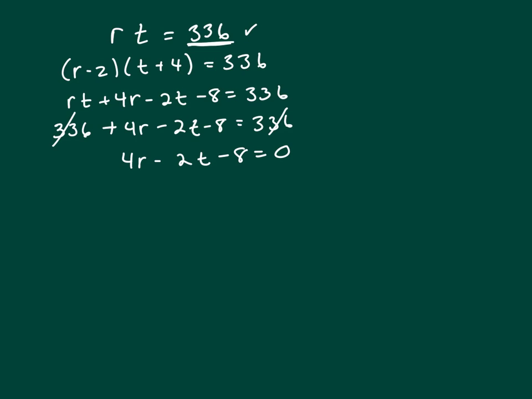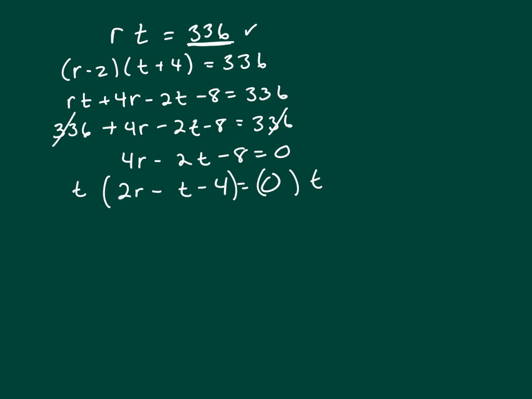Now I'm going to divide everything by 2 to make my numbers smaller. It's 2R minus T minus 4 equals 0. We still have a problem because we have 2 variables. But what we can do, it's kind of a trick, is multiply everything by T. Let me show you why. It's going to give me an RT, plus I'll be left with a T, and that's what I'm trying to solve for. So I multiply every term on both sides by T.